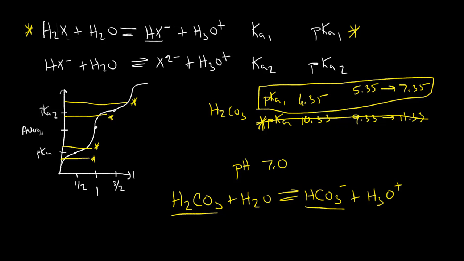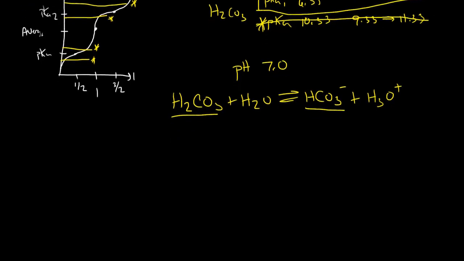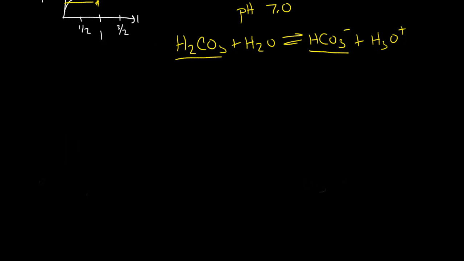Okay, if we happen to want to buffer at a pH of 10, well in that case it would be the second equilibrium that would play an important role. But at pH 7.0, that second equilibrium does not play a role in the speciation between different forms of our acid. So with that in mind, let's go ahead and think about how the abundance of carbonic acid, bicarbonate, and carbonate change as we progress through pH.